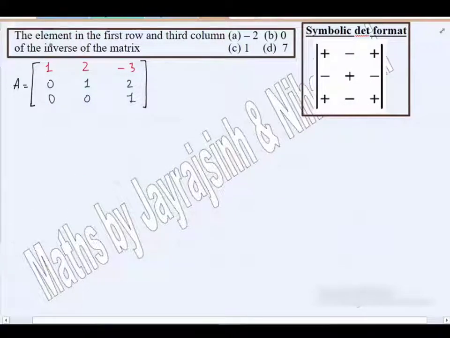Now here we have one interesting question. We have to find the element in first row and third column of inverse of matrix A. So here we have to find A first row and third column in inverse of the matrix.